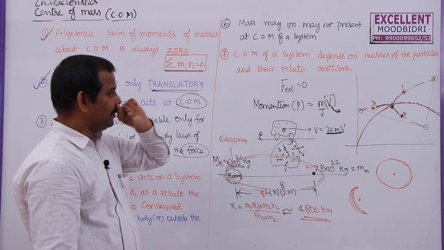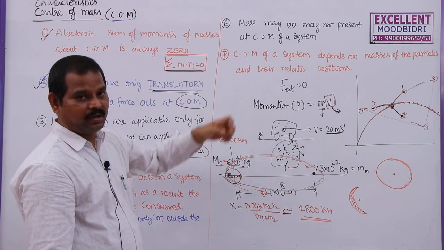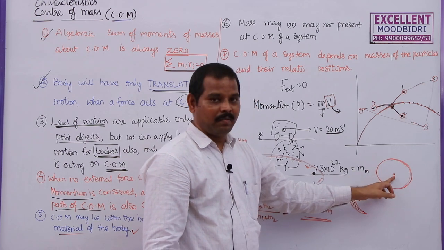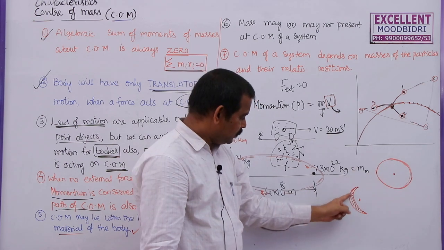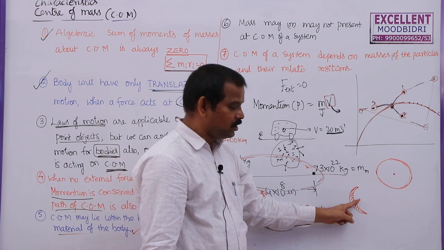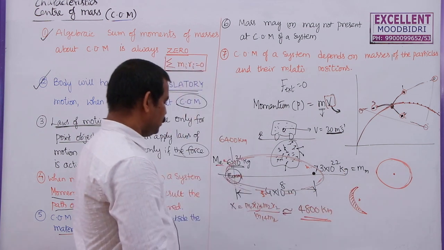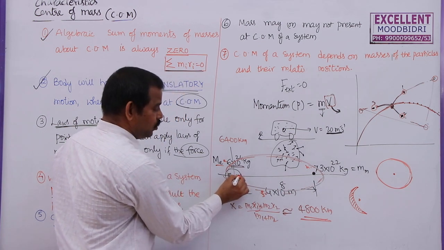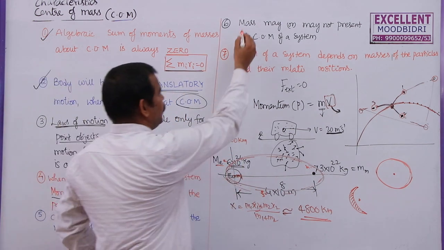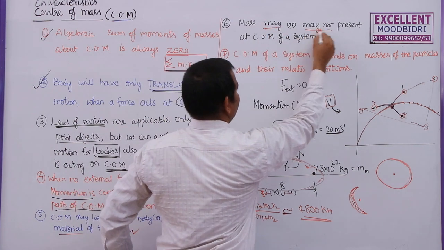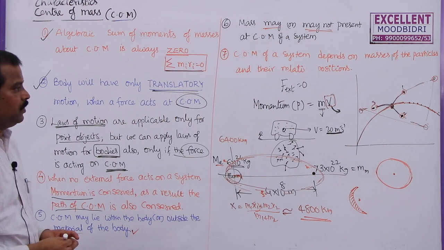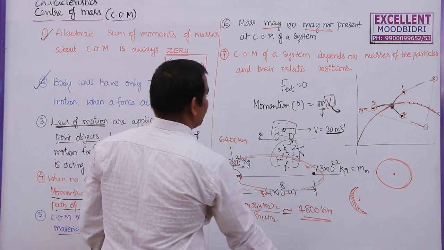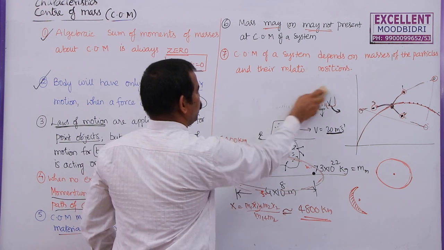Now the sixth point: mass may or may not be present at the center of mass. That is obvious, because for this bangle, this is the center of mass, but mass is not present. For this biscuit also, center of mass is here, so there is no mass. But for earth and moon system, center of mass lies within the earth, and mass is present here. That's why mass may or may not be present at the center of mass of a system. And the last one: center of mass of a system depends on masses of the particles and their relative positions.